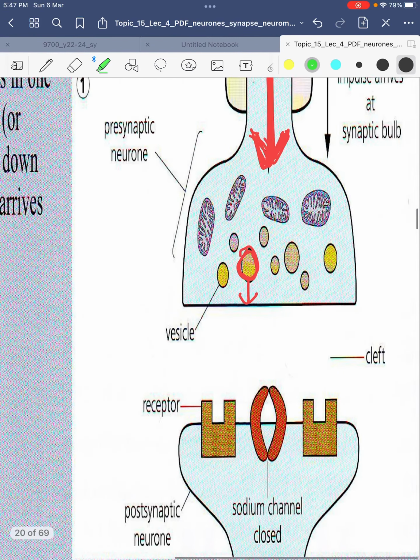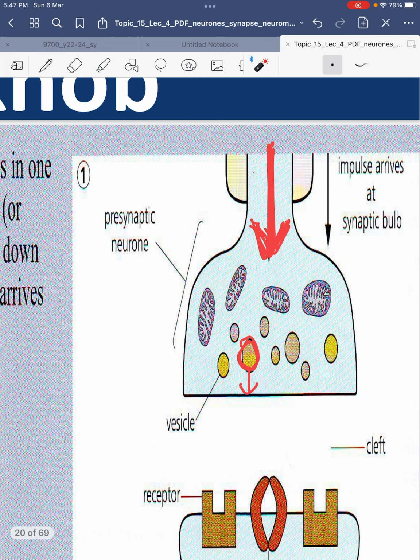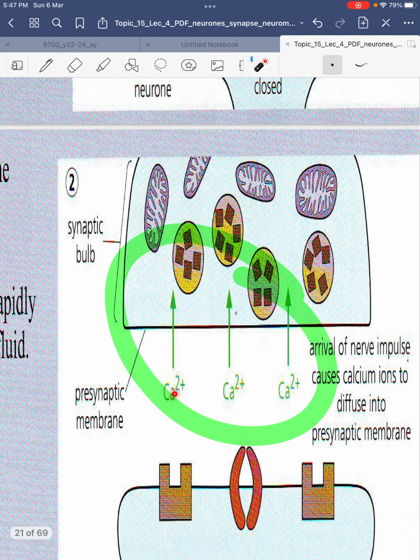The arrival of a nerve impulse at this synaptic knob will first cause calcium channels to open, and then will allow the entry of calcium. This is already one role. Now you know another role of calcium apart from the strengthening of bones: calcium is also involved in nerve transmission, at the synapse. So it's not only for muscle contraction or strengthening your enamel and bones, but also in synaptic transmission.